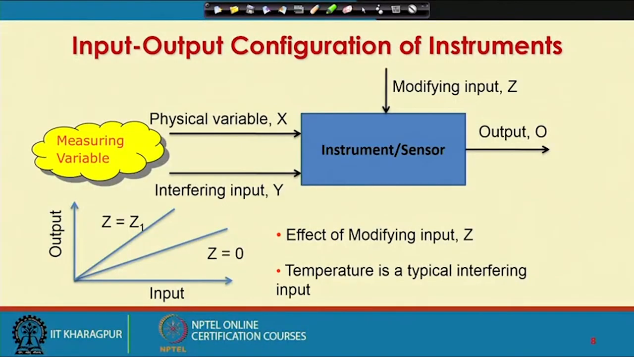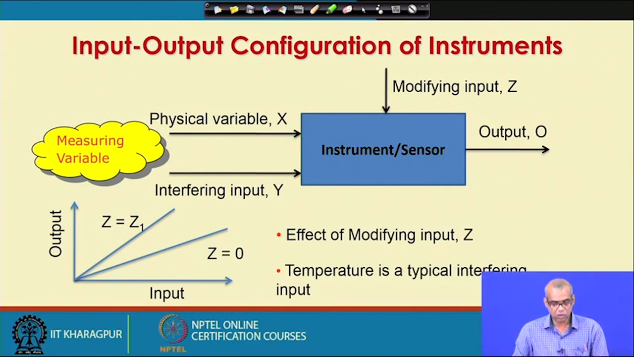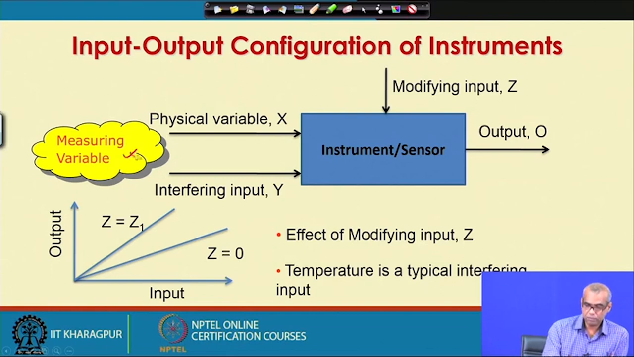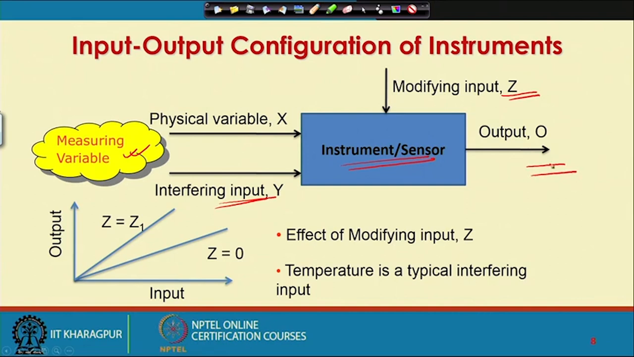Now, let us look at the same concept again. So, we have the measured or measuring variable, the instrument or sensor receives physical variable, interfering input as well as modifying input, and gives you the output. Say in absence of modifying input, I have this relationship between input and output. In presence of modifying input, this relationship has changed.